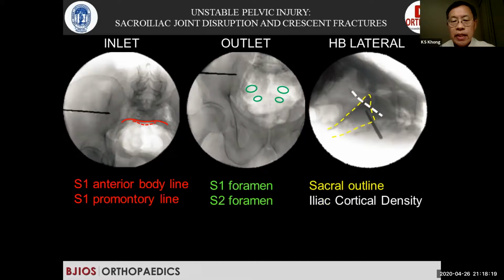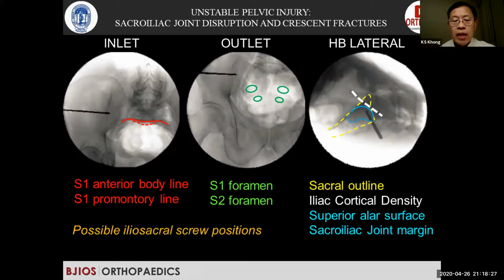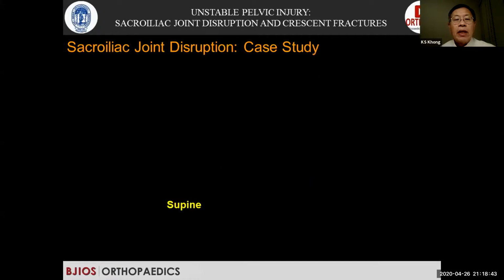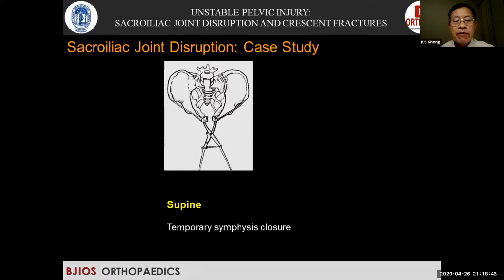You must outline the iliac cortical density, and the superior and the sacroiliac joint margins look like that, although you don't really see them. And finally, you decide where to put your screw. So 2 screws can be transarticular, and 2 or 3 screws in the first and second body. And the extra-articular screws will be outside the horseshoe of the sacroiliac joint.